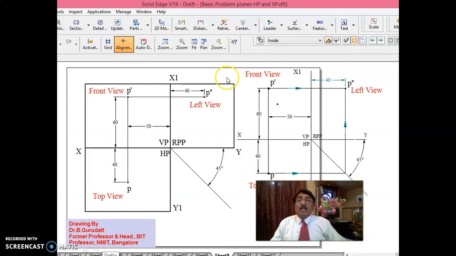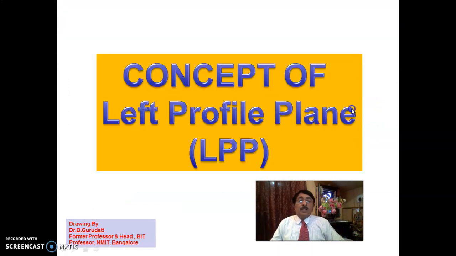Now the same thing: XY, X1, Y1, 60 above HP, 40 in front of VP, 50 mm from RPP, P double dash you get. Otherwise also, draw a 45-degree line, and you get this left view. It's a simple problem to start with. Introduction of RPP I have done, and never forget, front view is on VP, top view is on HP, and on RPP you are getting the left view.